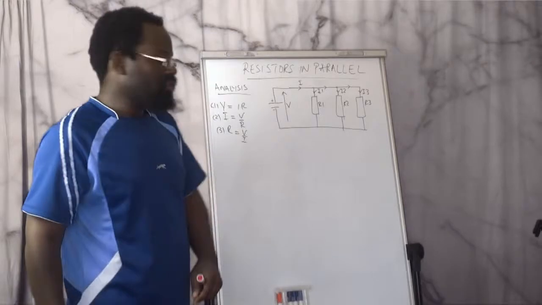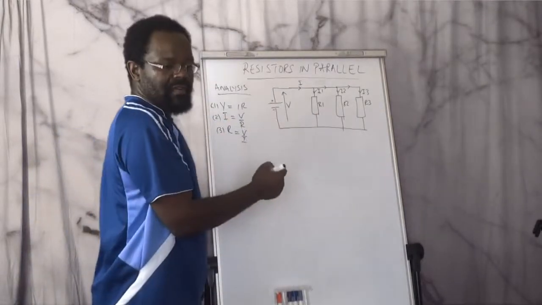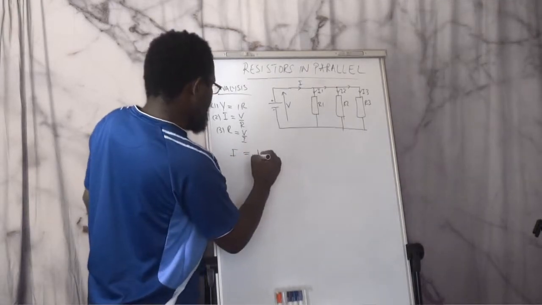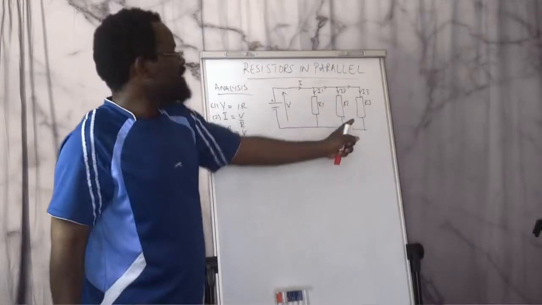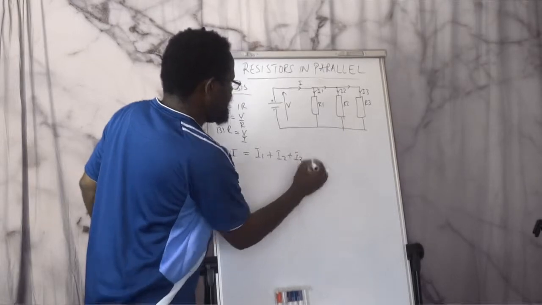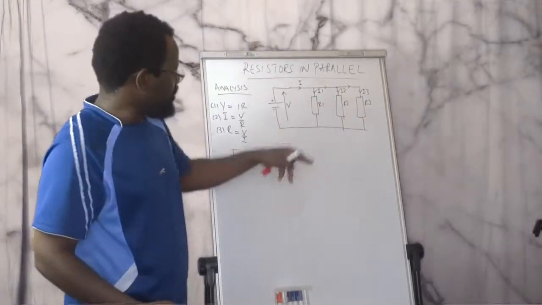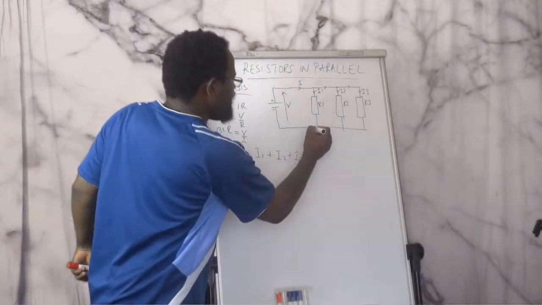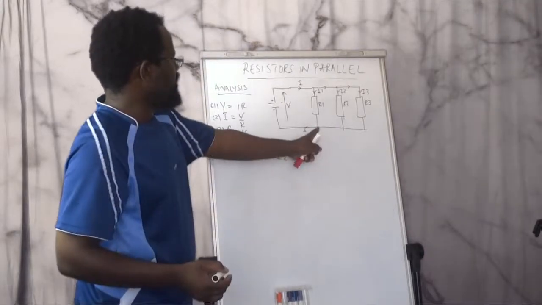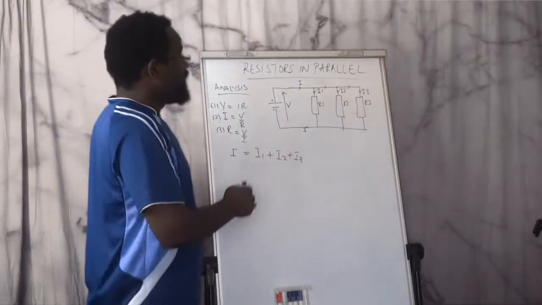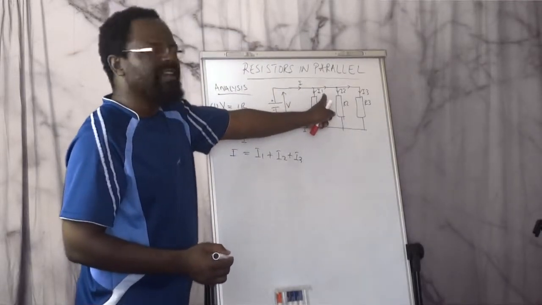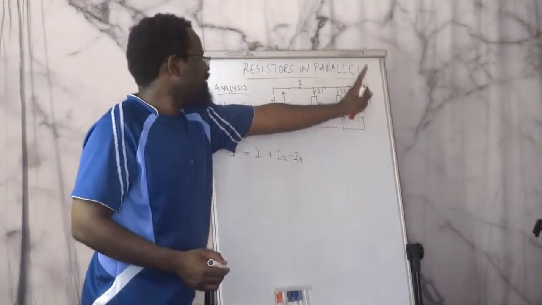So we want to find the total current that's being drawn from the battery. So I is equal to I1 plus I2 plus I3, because there is no other place where that current is going. So it has to go there and come back, and you find that the current flowing down there, from that junction onwards, is I again. So I is the current in resistor 1 plus the current in resistor 2 plus the current in resistor 3.